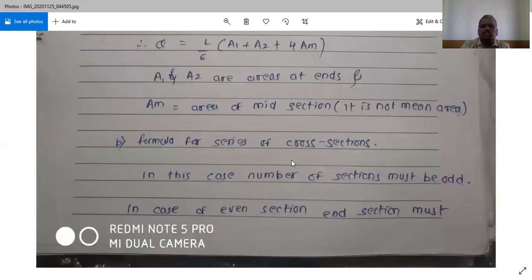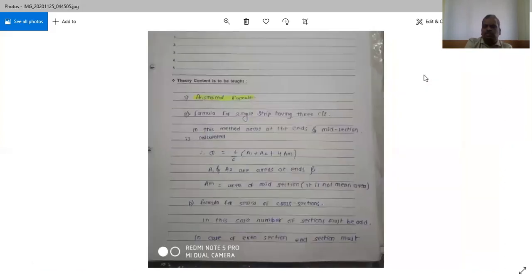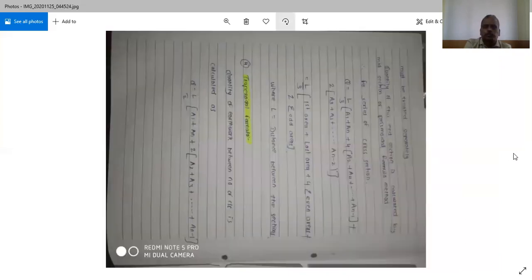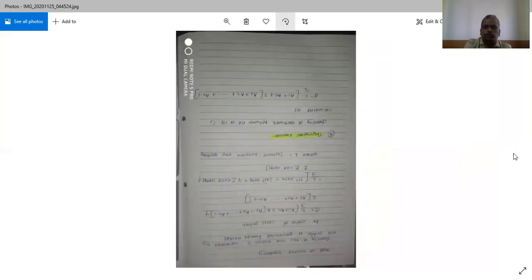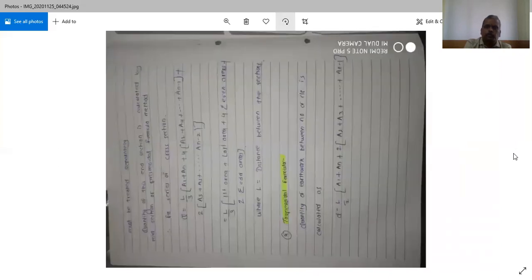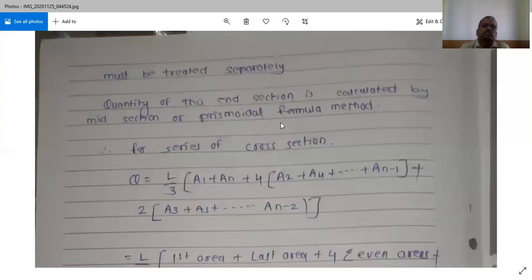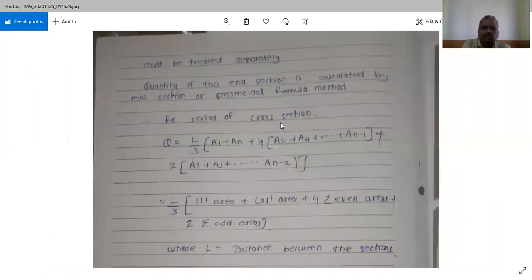Now, if there is a series of cross sections, in this case the number of cross sections must be odd. In case of an even number of sections, the end section should be considered separately. It may be treated separately. The quantity of this end section is calculated by the mid-section or prismatic formula method.